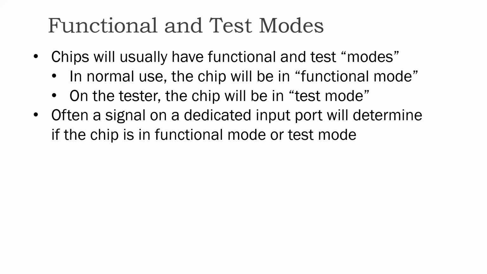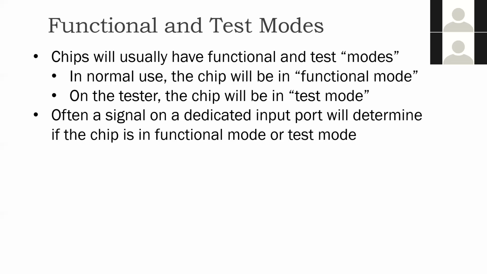The chips themselves are designed to operate in two modes. We call them functional and test modes. In normal use, the chip will be in functional mode. The functional mode, as the name indicates, is the mode in which the chip is actually serving its purpose and functioning in the system. When the chip is being tested, when it's on the tester, we put the chip in what is called test mode. These two modes are usually designed into a chip.